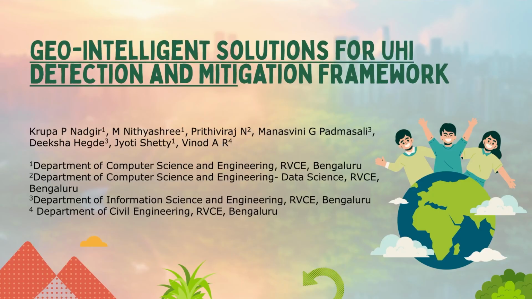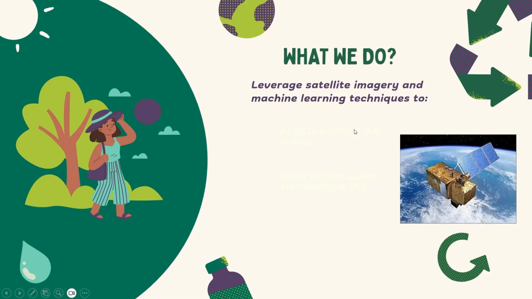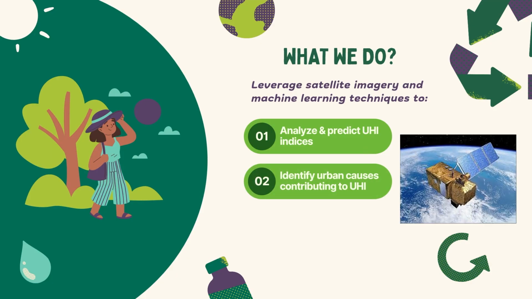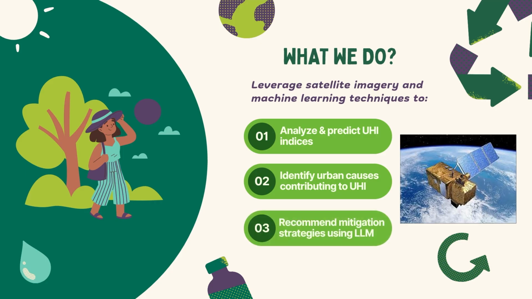So here we are introducing our geointelligence solution for UHI detection and mitigation framework. We have designed a remote sensing technology leveraging satellite imagery and machine learning techniques to analyze and predict the UHI index, which is a quantification factor for the urban heat island effect, to identify the causes contributing to UHI, and to recommend mitigation strategies using LLM.